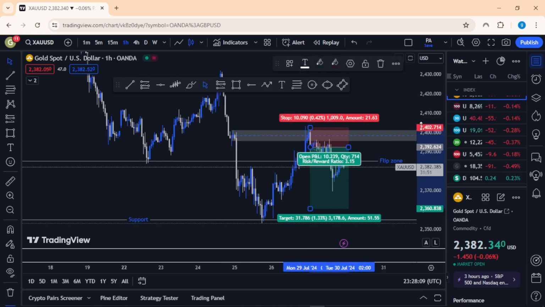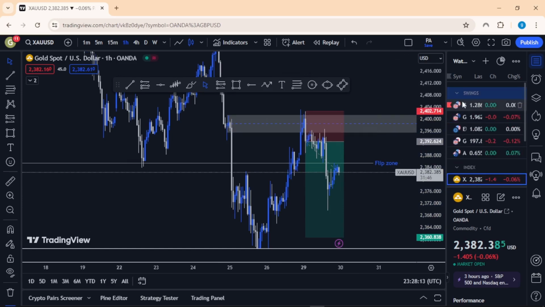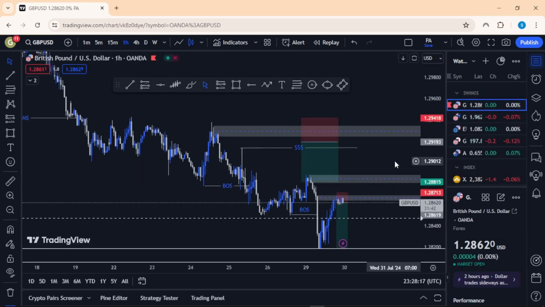You see you have the setup here, but I already had some setups that I was watching closely, mostly that of GBP USD, so I didn't have to stress myself taking any further trades.